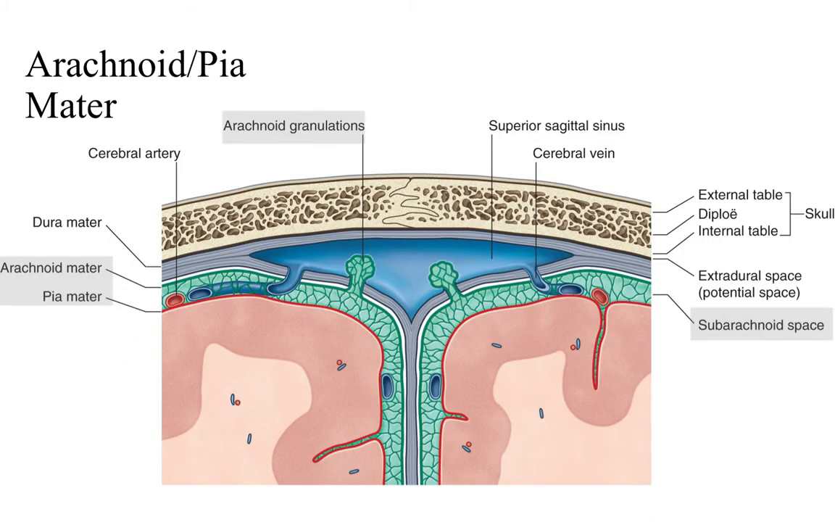All right, so the next layer would be the arachnoid mater, and that would be this dark green layer right here. And then under that you have the subarachnoid space, and all of this is going to be filled with cerebral spinal fluid, and we'll talk about the flow of cerebral spinal fluid at some point when we're talking about the skull, or I'm sorry, the cranium and the brain.